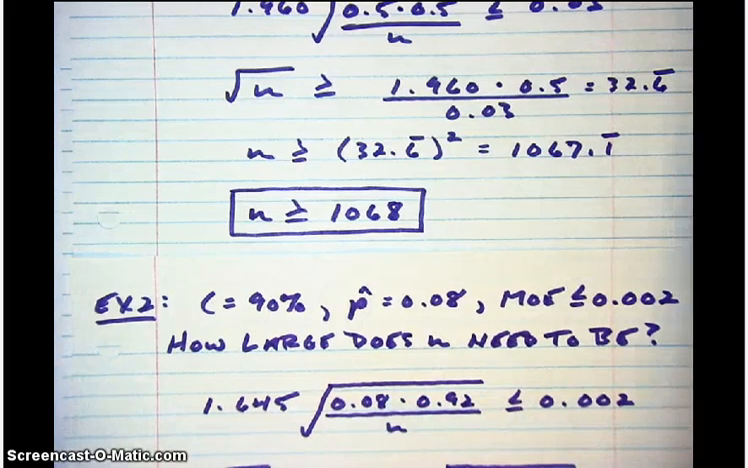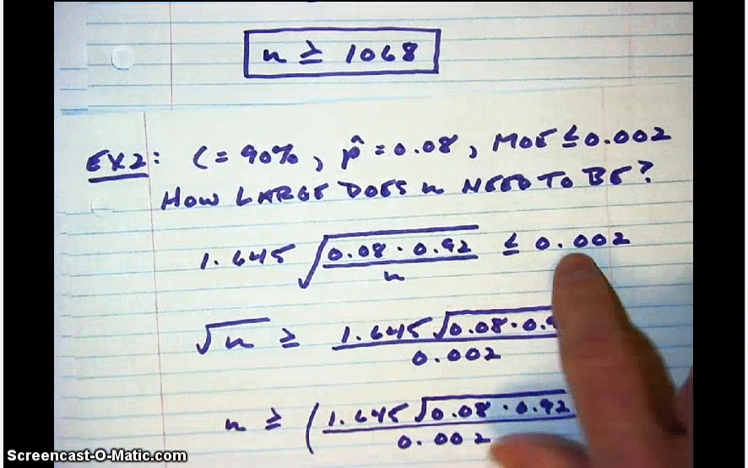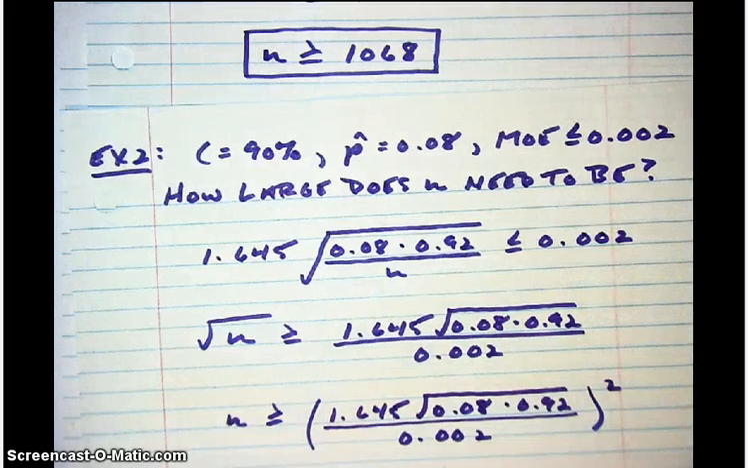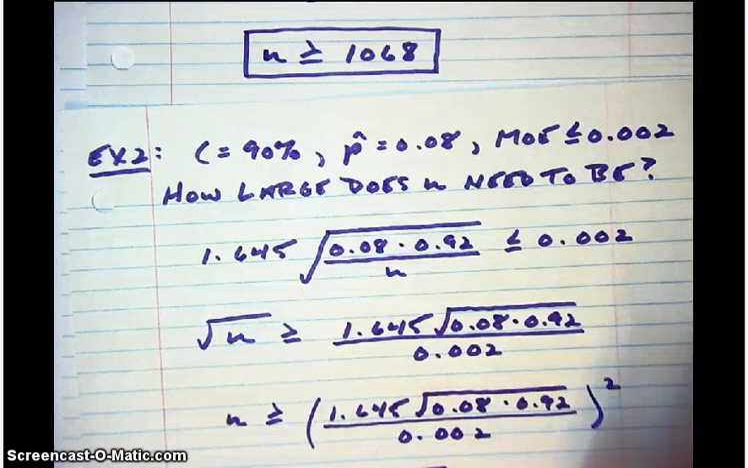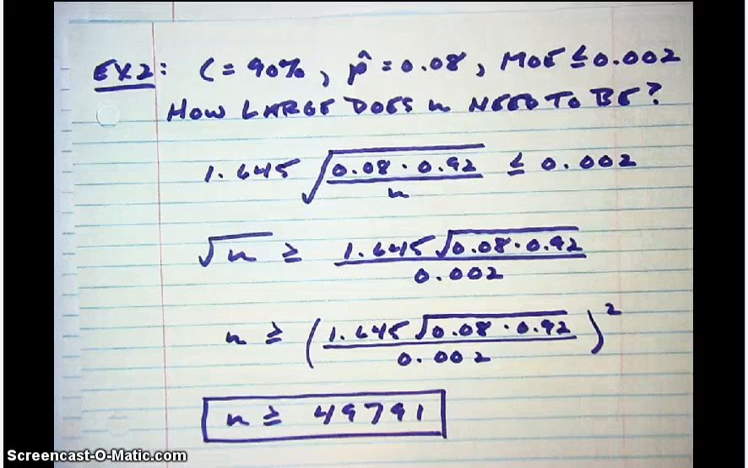So we're just going to rearrange it and then square both sides. So I brought the square root of n up to that side and brought that down below, and then I squared both sides, and I got n is greater than or equal to this, and that works out to be about 49,791 observations in the sample. That's a huge sample size.